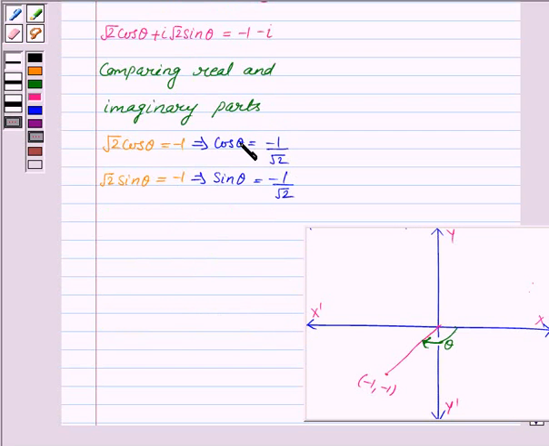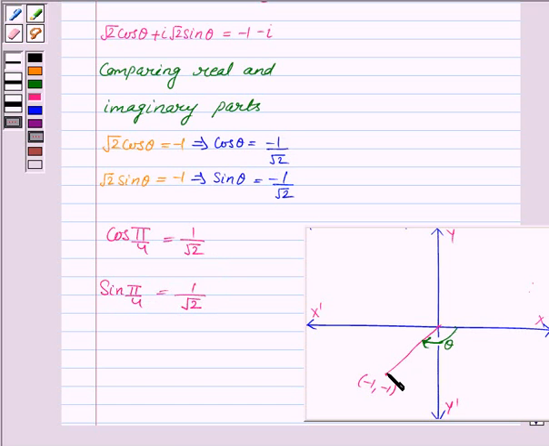Now we need to obtain value of theta, for which cos theta is equal to minus 1 by root 2 and sin theta is equal to minus 1 by root 2. Now we know that cos pi by 4 is equal to 1 by root 2 and sin pi by 4 is also equal to 1 by root 2. But we need to have value of theta, for which it is equal to minus 1 by root 2.